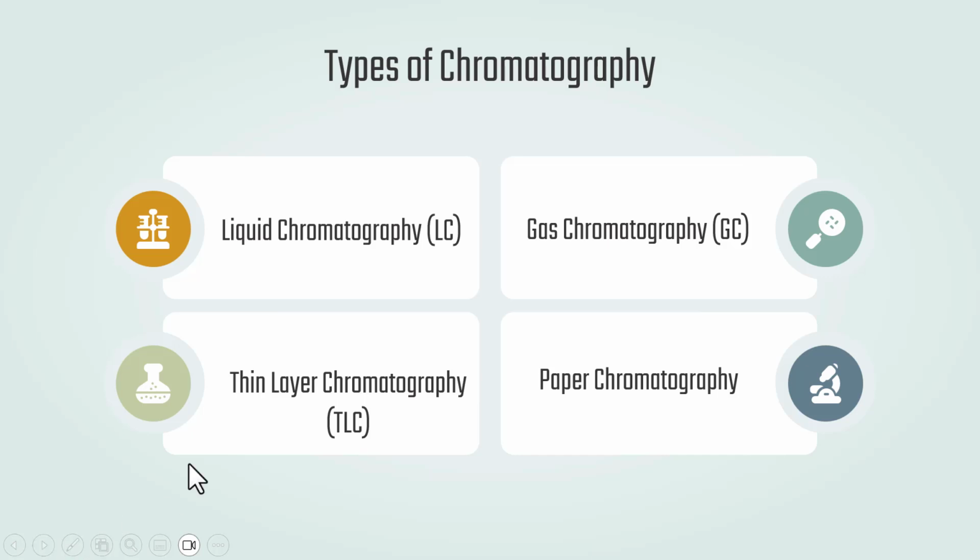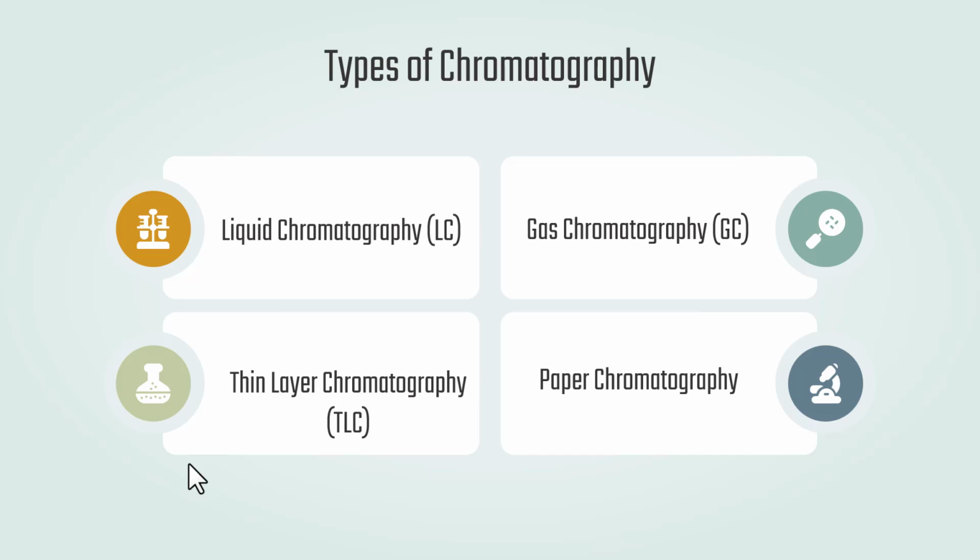Here are the types of chromatography. There are four types of chromatography. The first one is liquid chromatography, second one is gas chromatography, third one is thin layer chromatography, fourth one is paper chromatography. Liquid chromatography uses a liquid mobile phase.